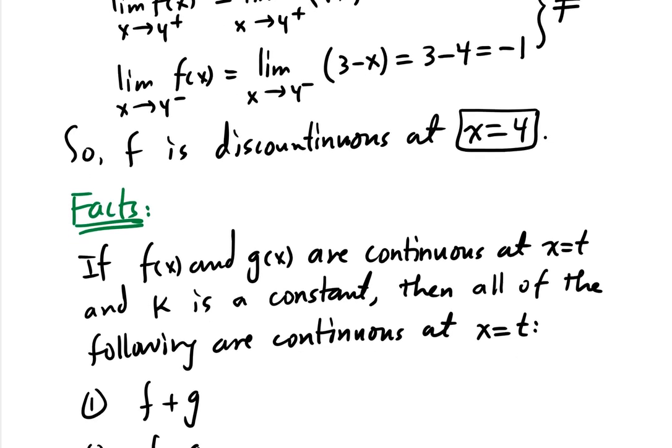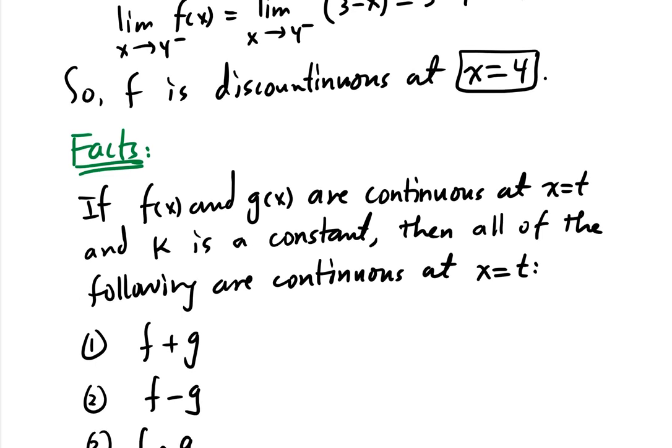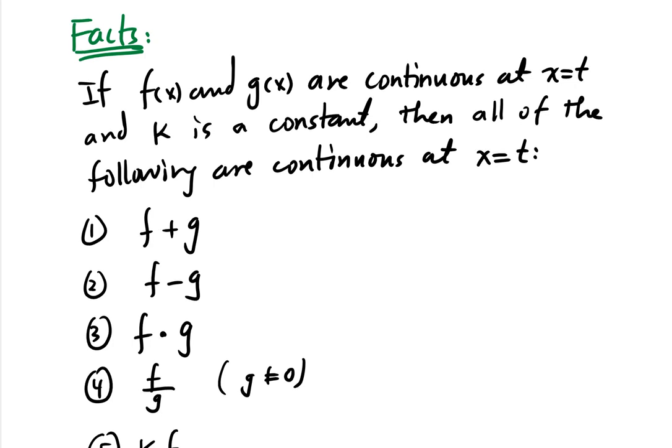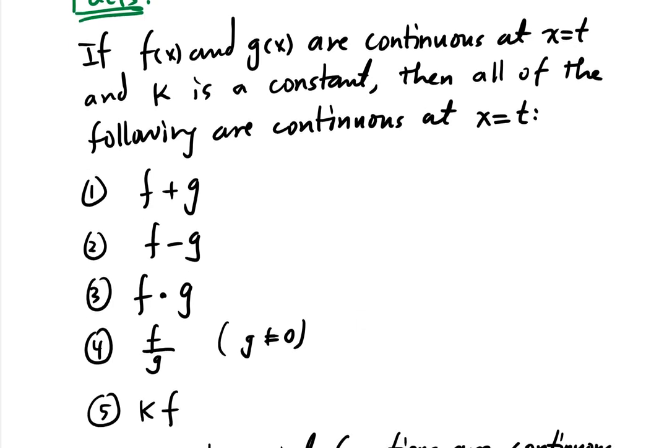The sum of two continuous functions is continuous. That's what it's saying, f plus g. The difference of two continuous functions is continuous. F minus g is continuous because both f and g are continuous at x equals t. Hence, their difference is continuous at t. The product is continuous at t. The quotient is continuous at t. Any constant times a continuous function at x equals t is also continuous at x equals t.